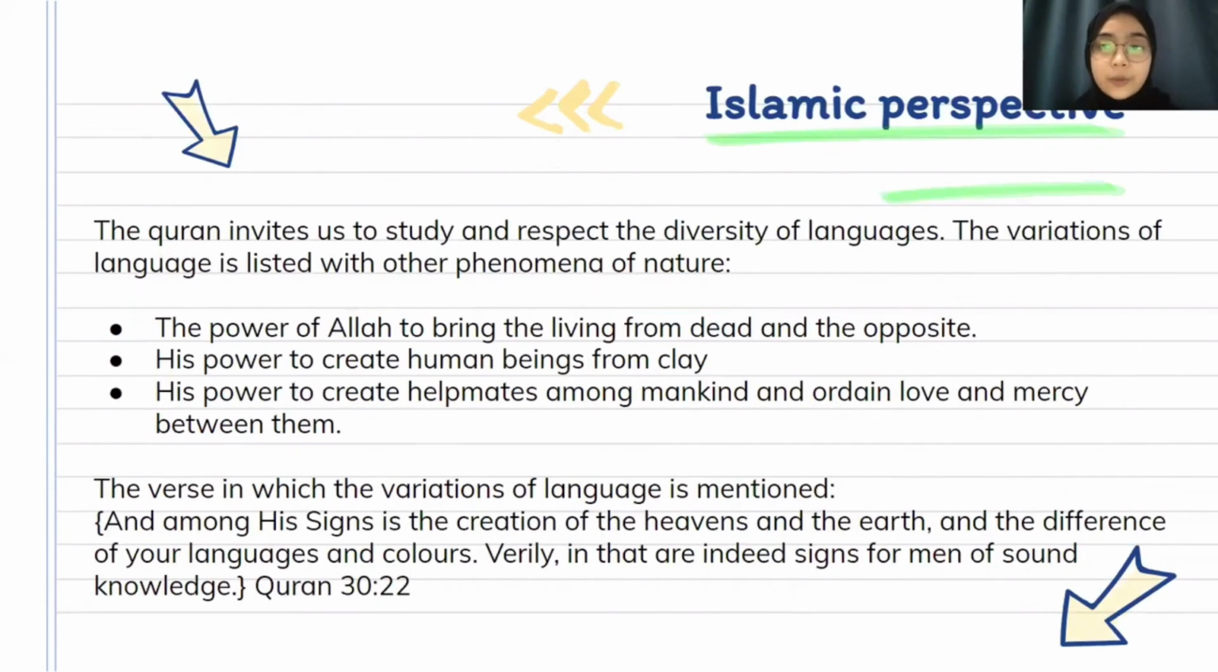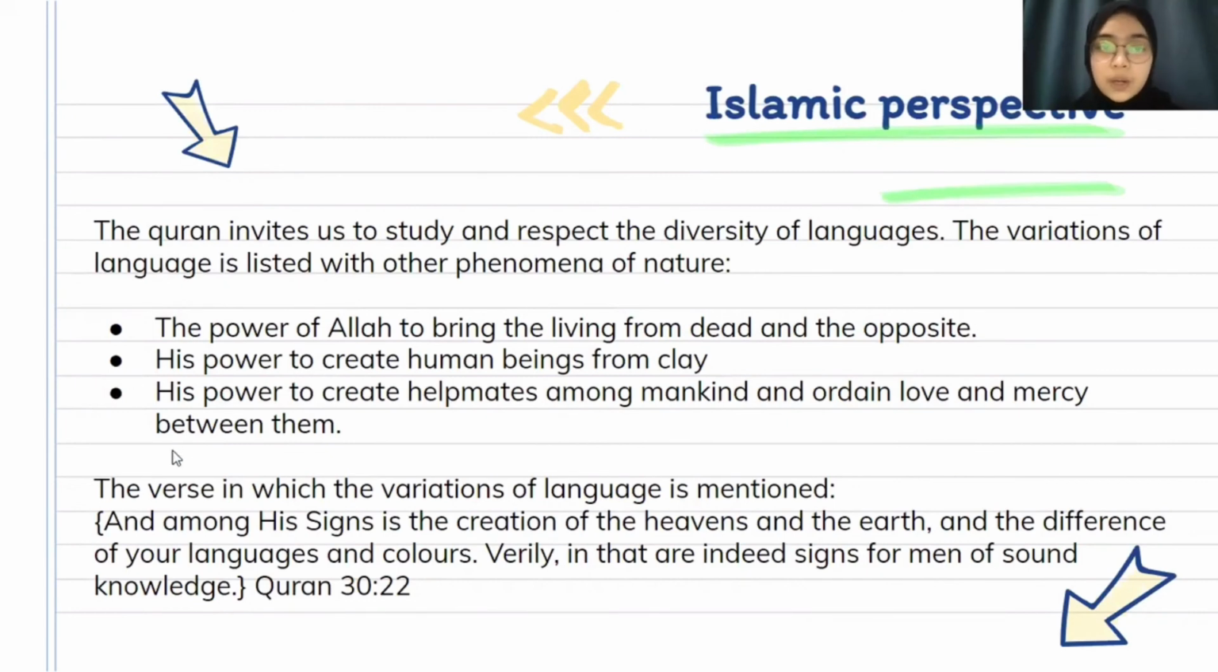And next is that through Islamic perspective, we know that the Quran invites us to study and respect the diversity of language. So the variations of language are listed with other phenomena of nature. So we can see the power of Allah to bring the living from the dead, and the dead from the living. His power to create human beings from clay, his power to create helpmates among mankind and ordain love and mercy between them.